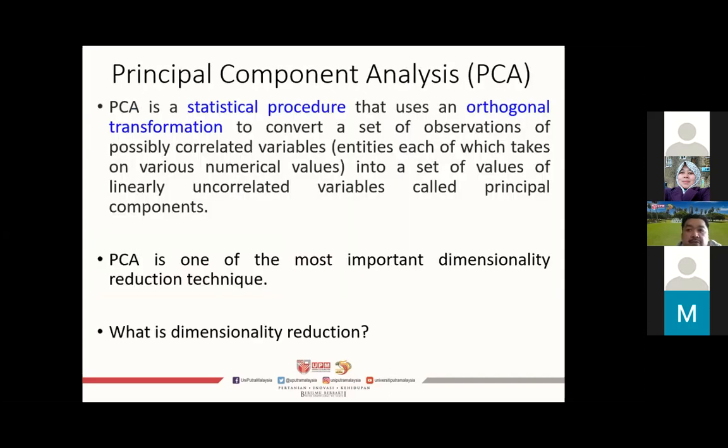Now we move on to PCA. PCA is a statistical procedure that uses an orthogonal transformation to convert a set of observations of possibly correlated variables into a set of values of linearly uncorrelated variables called principal components. PCA is one of the most important dimensionality reduction techniques that is available out there.